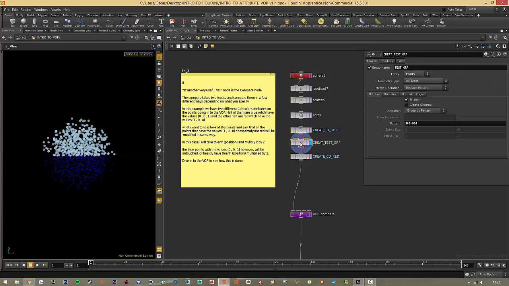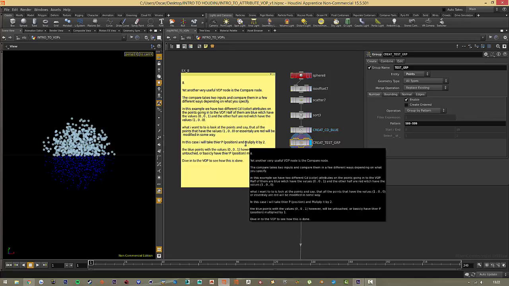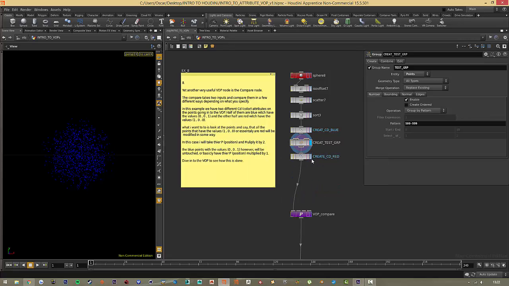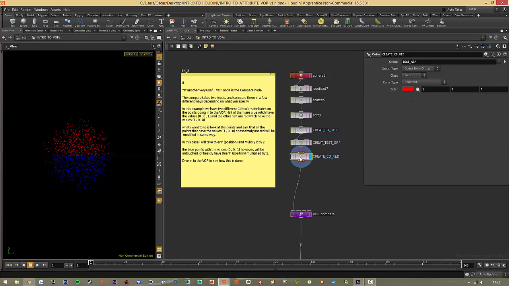I now want to group the points from 500 to 999, which means I'm going to group sort of the half of the points, okay? And I'm going to color these points. Instead of blue, I'm now going to change the color completely to red. And remember that the red vector values are 1, 0, 0, which means R equals to 1, G equals to 0, and B equals to 0.